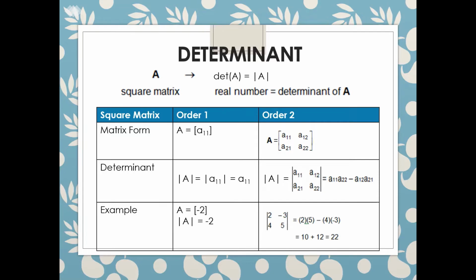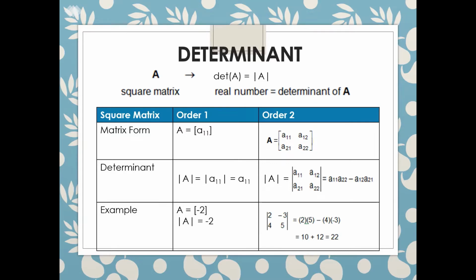For a square matrix of order 2, the determinant of this matrix is equal to the product of the elements on the main diagonal minus the product of the elements of the other diagonal. That is, A11 multiplied with A22 minus A12 multiplied with A21.